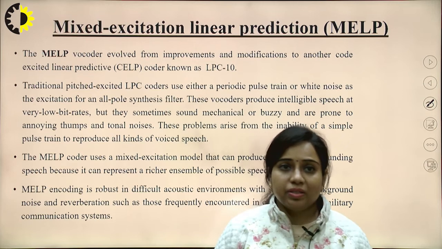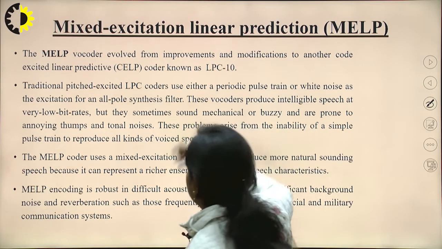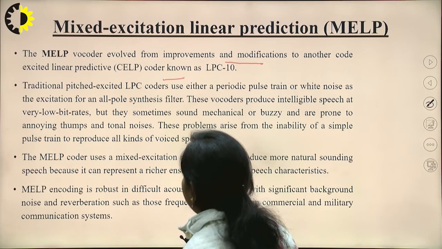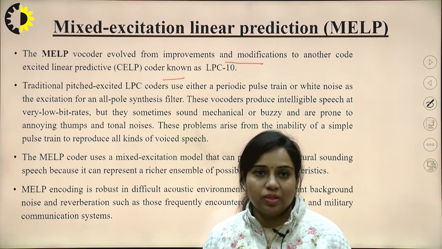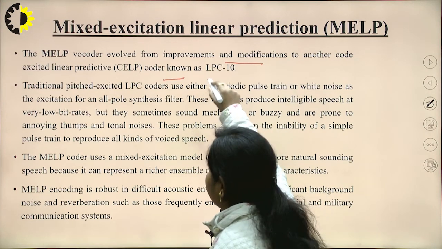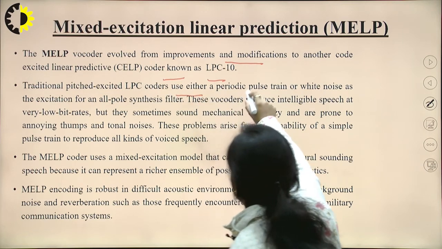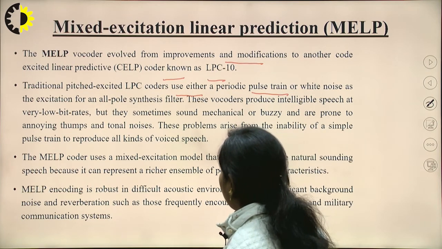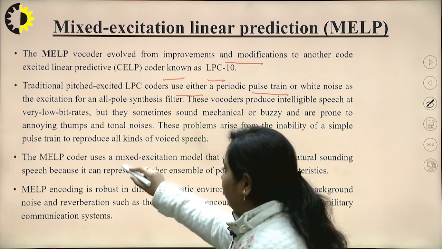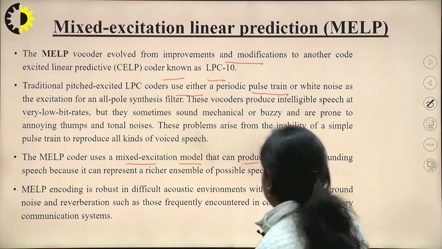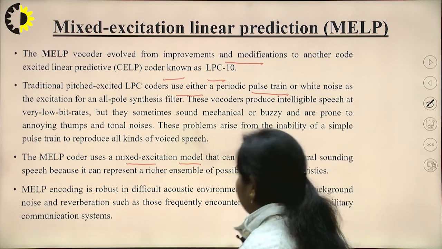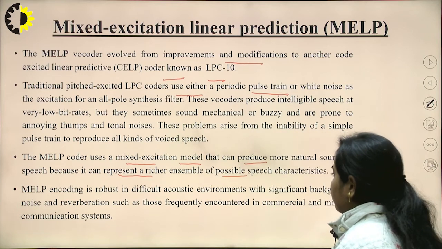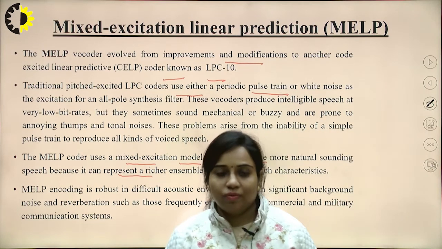Now next one is the mixed excitation linear prediction. It evolved from improvements and modifications to CELP. So MELP is the extended version of the CELP. This is also known as LPC10. The traditional pitch excited LPC coders use a periodic pulse train or white noise as the excitation for an all pole synthesis filter. So the MELP coder uses a mixed excitation model that can produce more natural sounding speech because it can represent a richer ensemble of possible speech characteristics. So this is the extended version of the CELP.